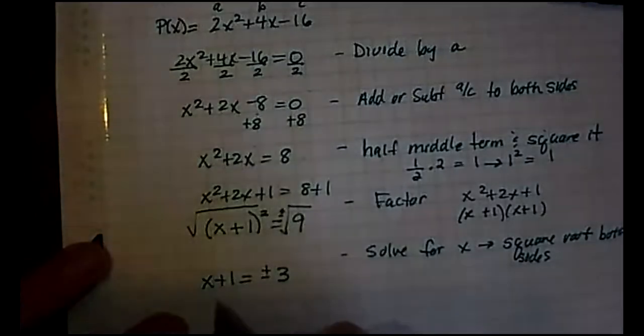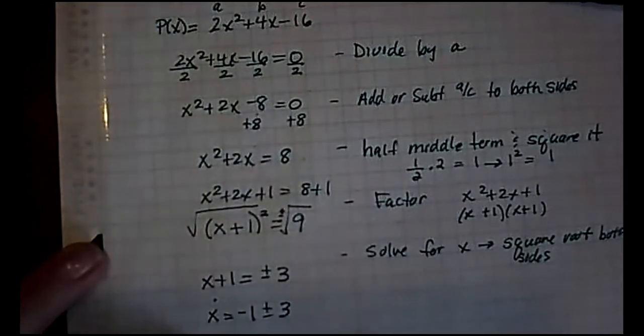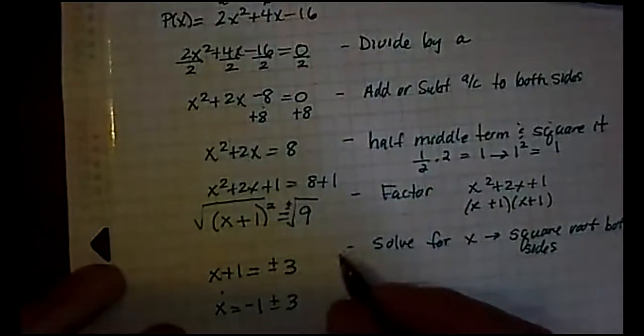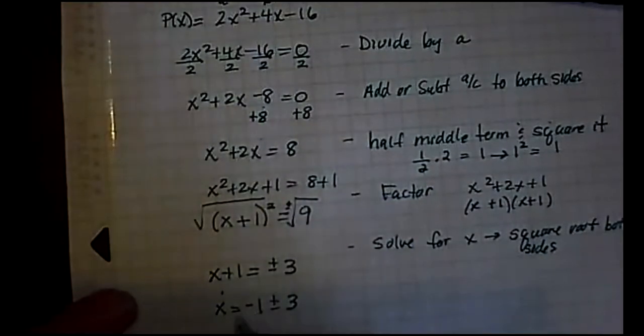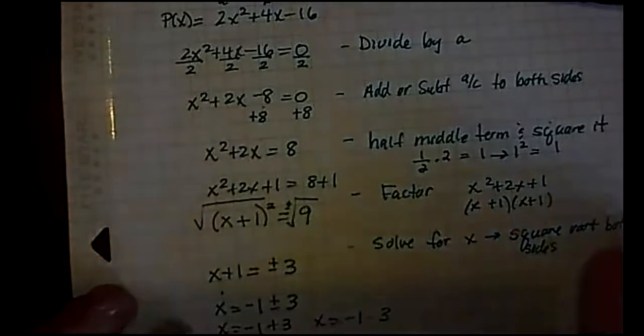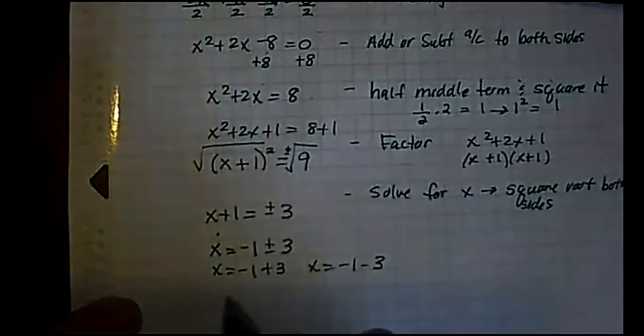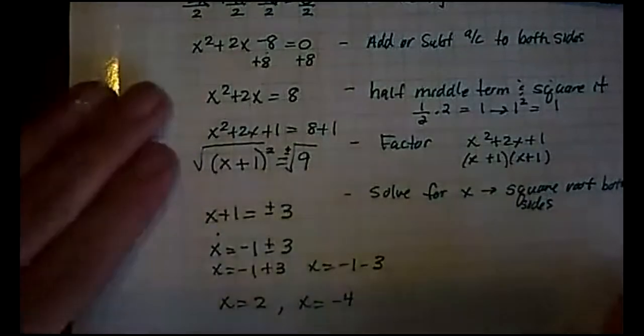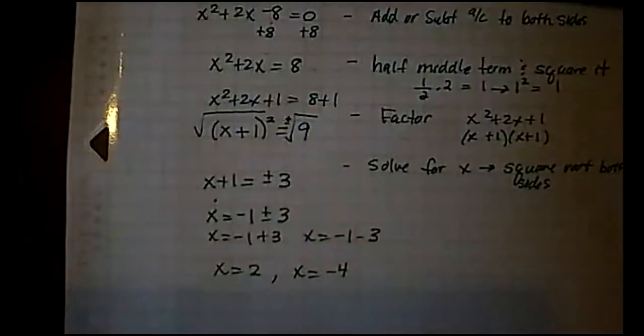Now solve this for x. So we'll subtract 1 from both sides. I should have 2 answers, right? Because I have a quadratic, I have an x squared up here. They may not always be real solutions, but I should have 2. So I have x equals -1 plus 3, and x equals -1 minus 3. So -1 plus 3, x equals 2, and x equals -4. 2 and -4.